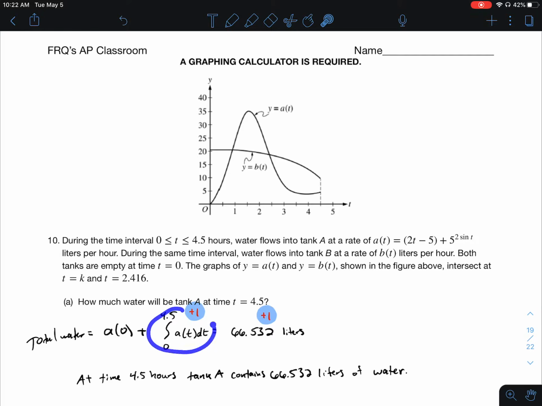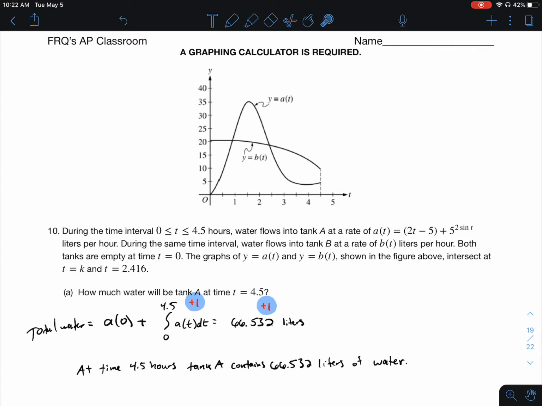If you put into your calculator, integrating this function, put it into y1, from 0 to 4.5, I believe you're going to get 66.532. This is measured in liters for a couple reasons. One, this is measured in liters per hour. This is measured in hours. The hours cancel, so you're in liters. If you choose to write a sentence answer, which I think is wise, at time 4.5 hours, tank A contains 66.532 liters of water.